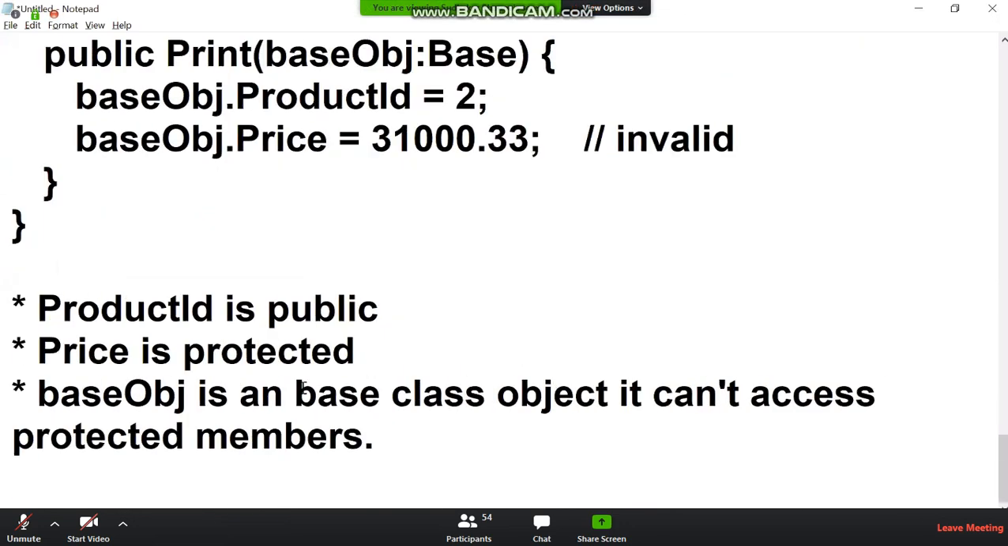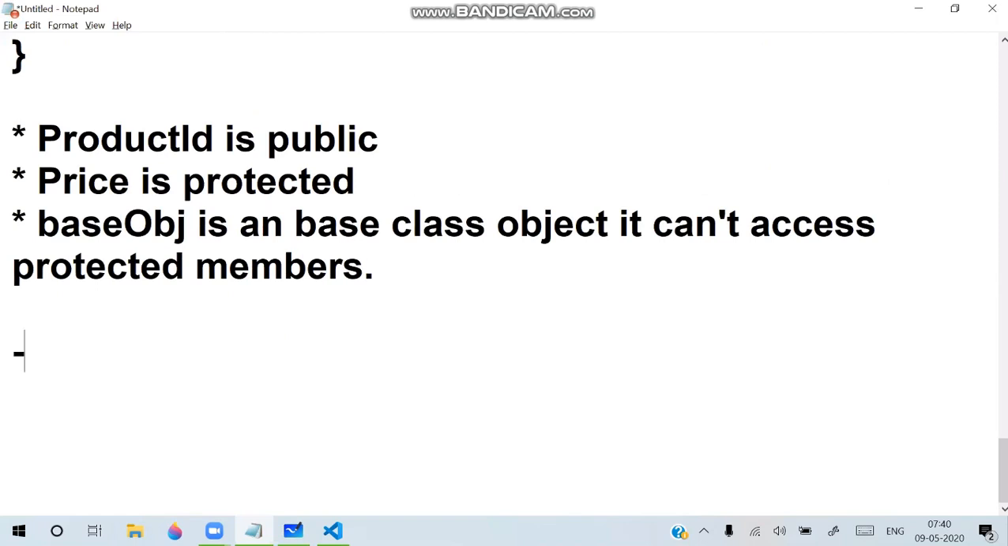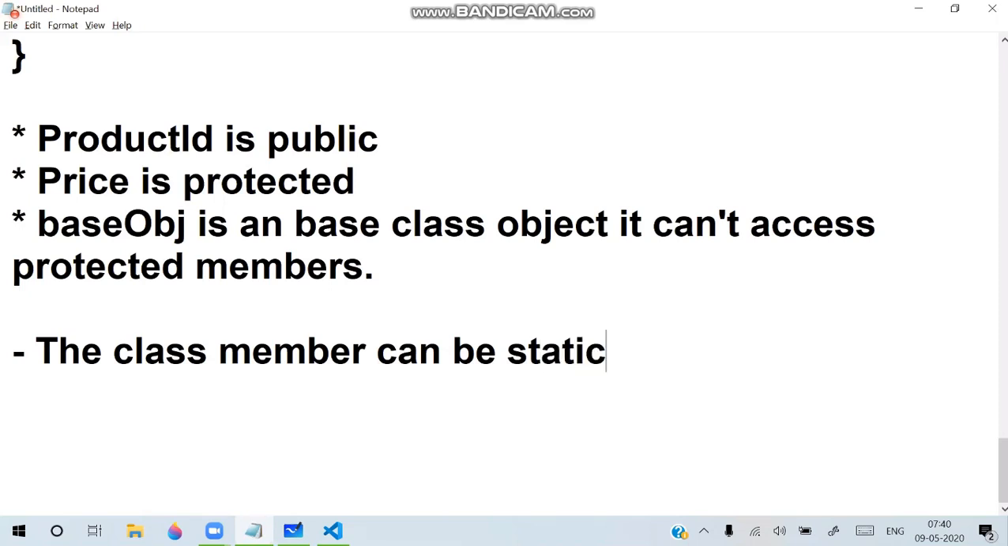Another important thing is the class members. The class members can be static or non-static. So what is meant by static and non-static?